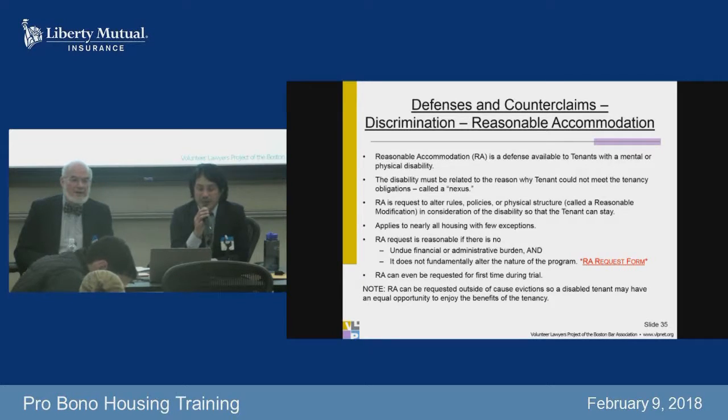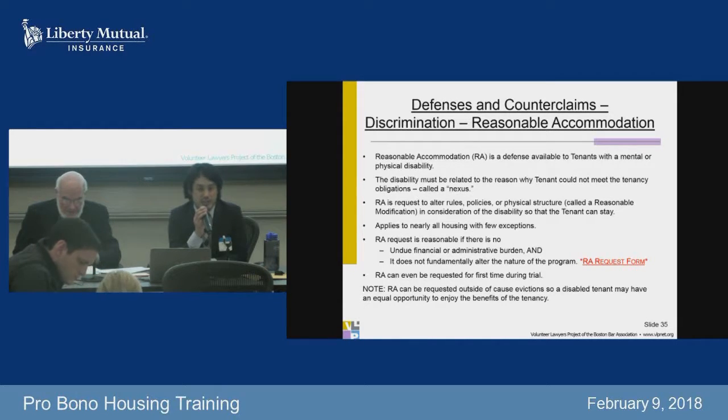Importantly, reasonable accommodation can be requested even at trial. Oftentimes we'll be seeing clients at the court and they're going in front of the judge in just a few minutes, and maybe they haven't actually filled out an answer or anything else. They can still ask for reasonable accommodation in front of the judge at trial, and that's going to stop the proceedings, and the landlord's going to have to show that there's no reasonable accommodation that can be granted to let the tenant stay.